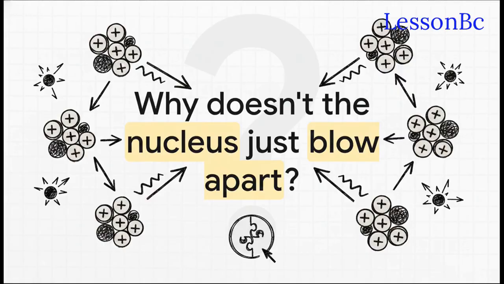Okay, think about this for a second. We know from basic physics that like charges repel each other, right? So, if the center of an atom is just packed with tightly bound positively charged protons, logically, that electric repulsion should just blow the whole thing apart. But it doesn't. Why not? Well, that is the central paradox we are solving today.